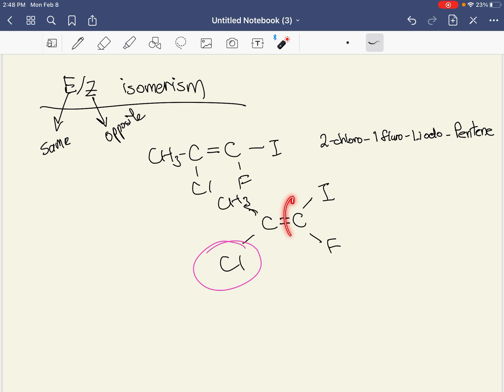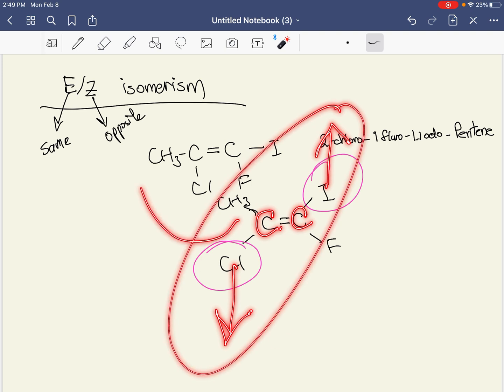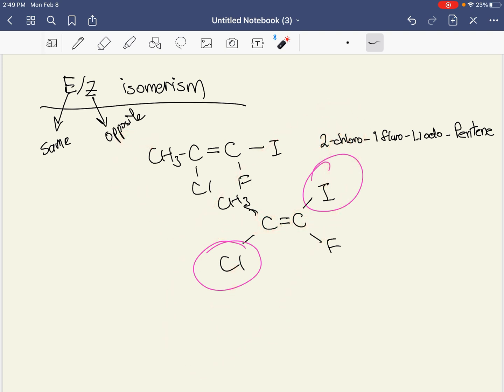Now let's take a look at this carbon. It's bonded to an iodine and a fluorine. Which one is heavier? Well, of course it's iodine. Look how far it is down that periodic table in group 17. You see how for this carbon, the direction of the heavier group sticks down. For this carbon, the heavier group sticks up. That is opposite. One stick down, one stick up. So to name this, we say that this is called Z.